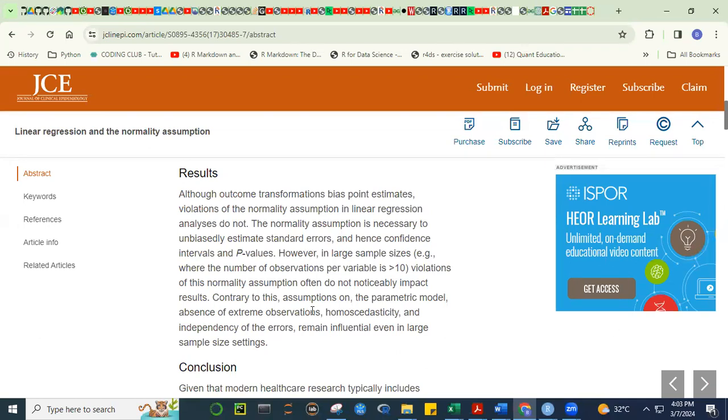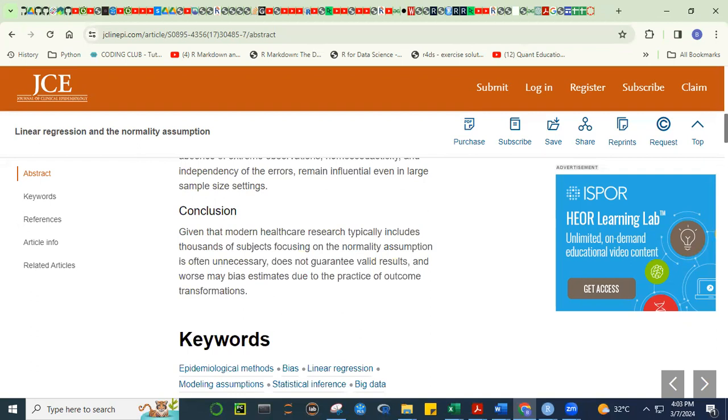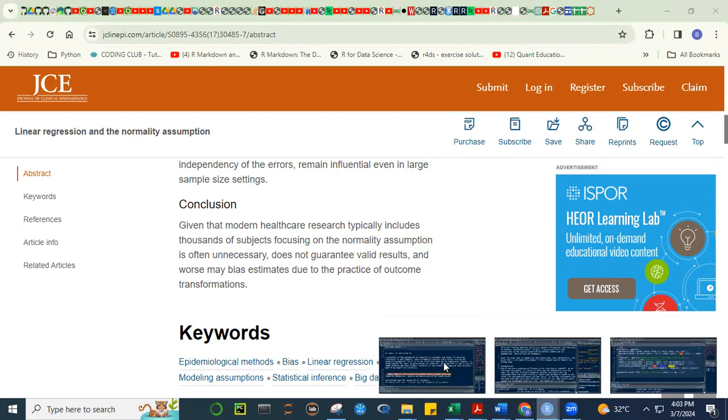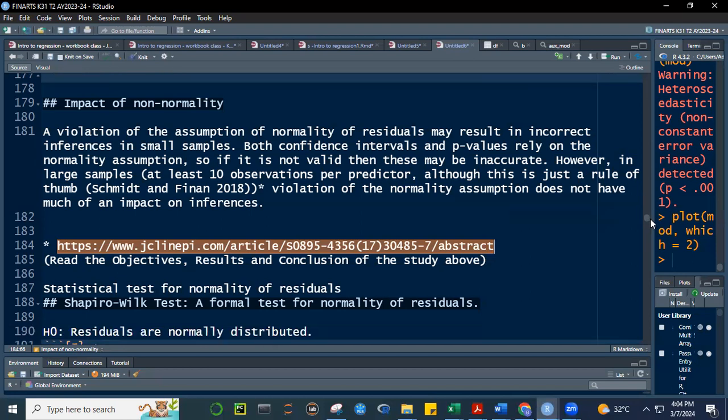Okay? So ito din sinabi dito. Assumptions on the parametric model, okay, diyan, ito. Conclusion na lang, class. Okay. So given that modern healthcare kasi importante sa kanila talaga to, focusing on the normality assumption is often unnecessary. So among all the violations, ito yung pinaka quote unquote weak, hindi masyadong critical. All right?